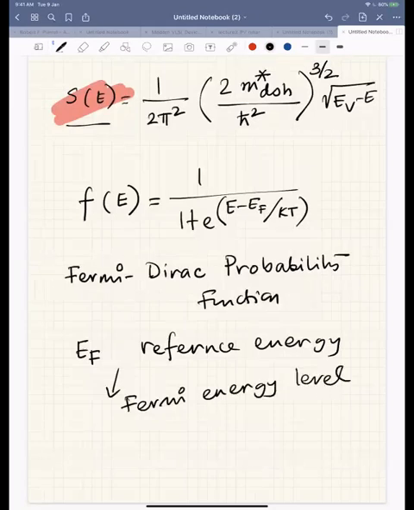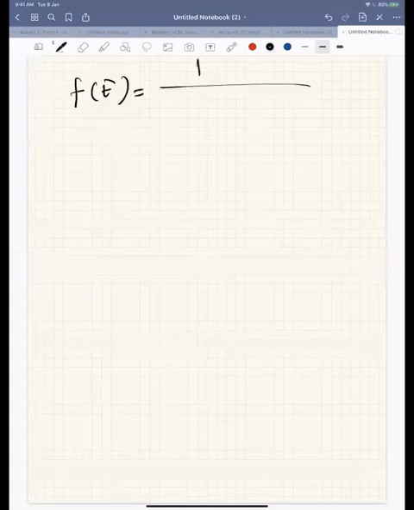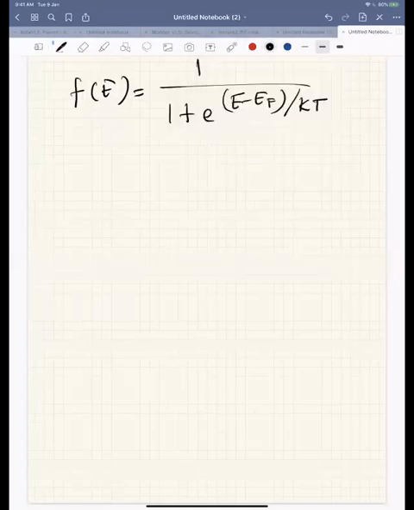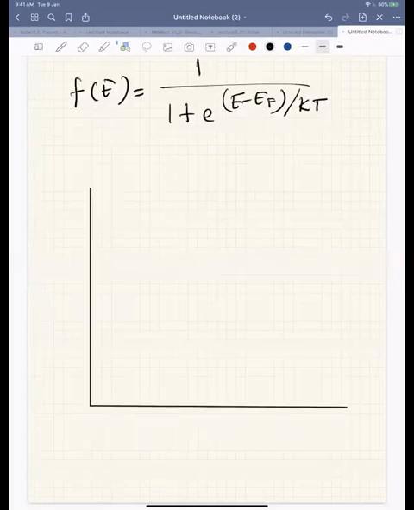This is a very interesting function. Let me write it down: F(E) equals 1 by 1 plus e to the power (E minus EF) by kT, right? Most of you have seen the plot, but let me reiterate the things here. I told you EF is my reference energy. So let's say EF is my reference energy here.